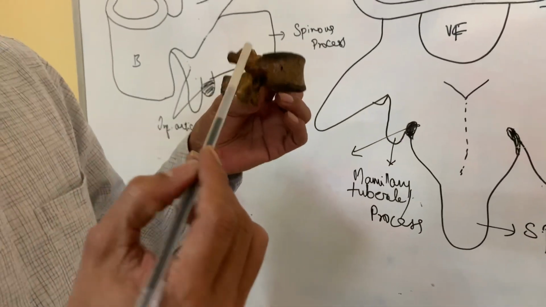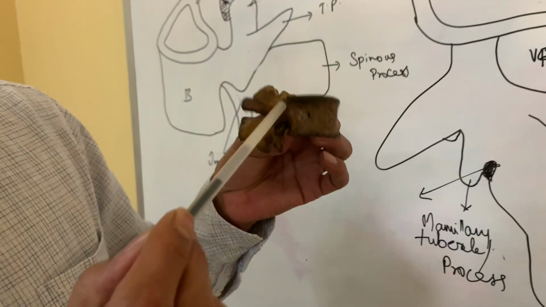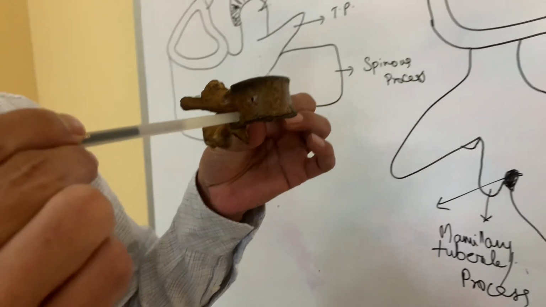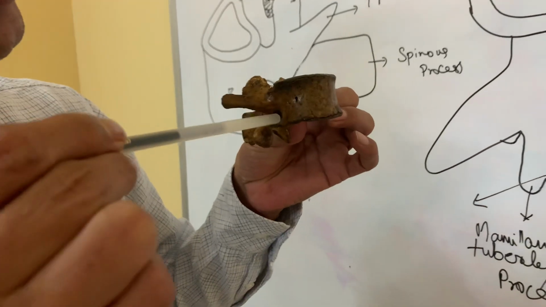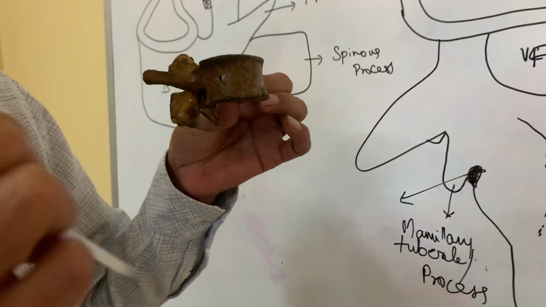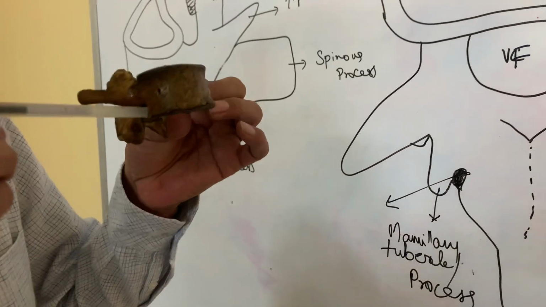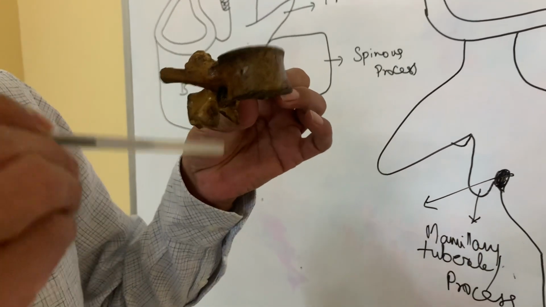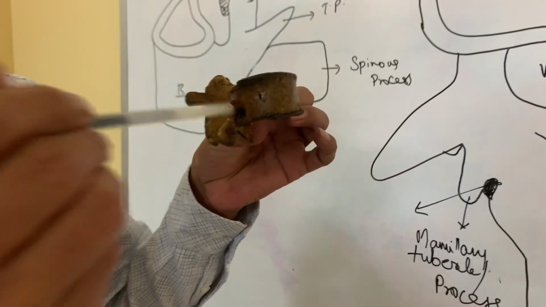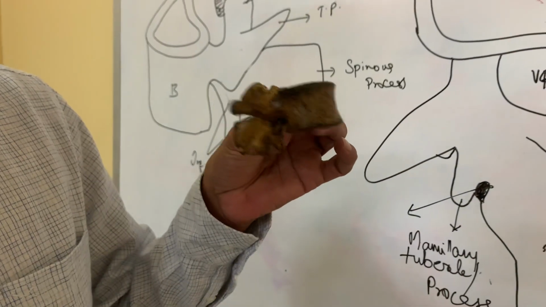Okay. Now this is the pedicle. This is the superior vertebral notch, which is shallow. This is the inferior vertebral notch, comparatively deeper than the superior vertebral notch. When articulated, this inferior vertebral notch and the superior vertebral notch of the next bone form the intervertebral foramen, from where the corresponding spinal nerve emerges out.